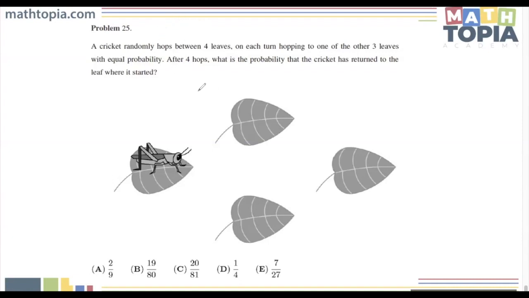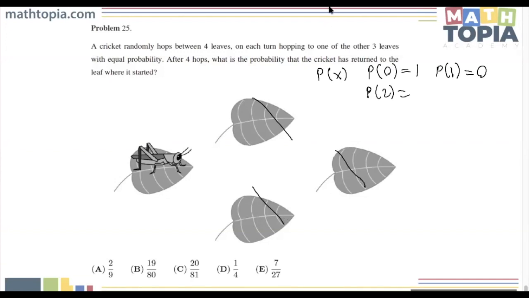Okay, so actually, what we can do for this question is we can define a recursive function. So basically, let P of X be the probability that the cricket has returned to where it started after exactly X hops, right? So essentially, P of 0, well, after 0 hops, it's on the leaf where it started. So that's just a 100% chance of happening. P of 1, well, there's a 0 chance of it happening because it'll have to be on one of the other 3 leaves. P of 2, well, no matter where it ends up afterwards, it's going to be on a different leaf. And from any one of those leaves, the probability of it going back to where it started is just 1 out of 3.